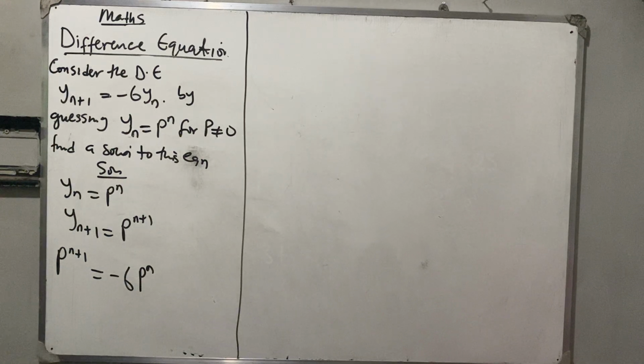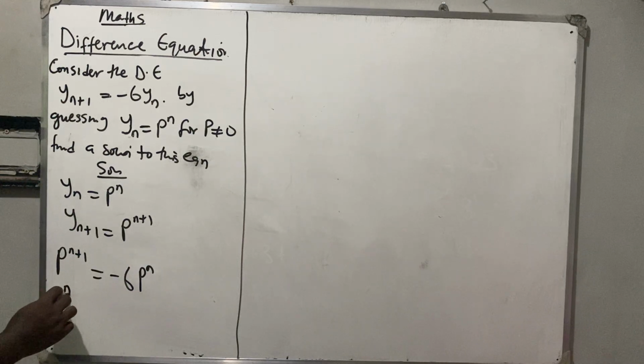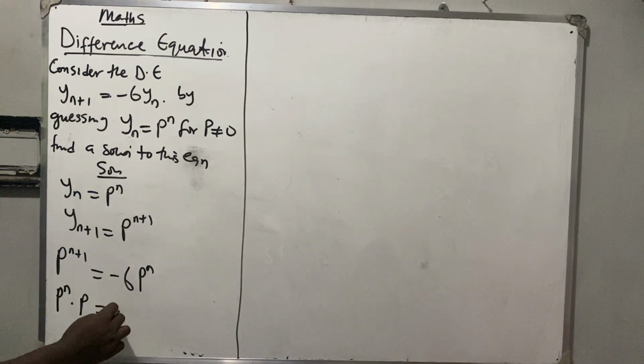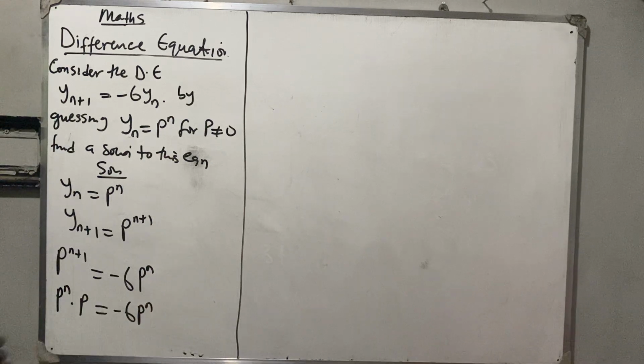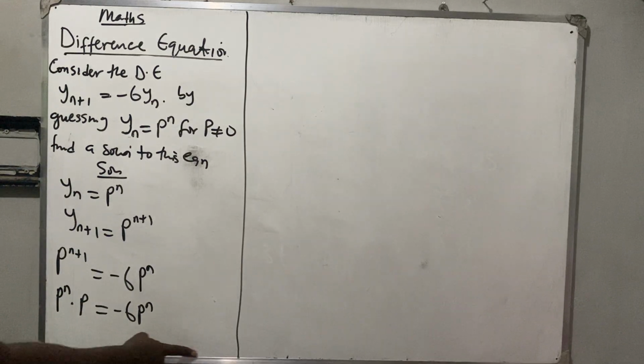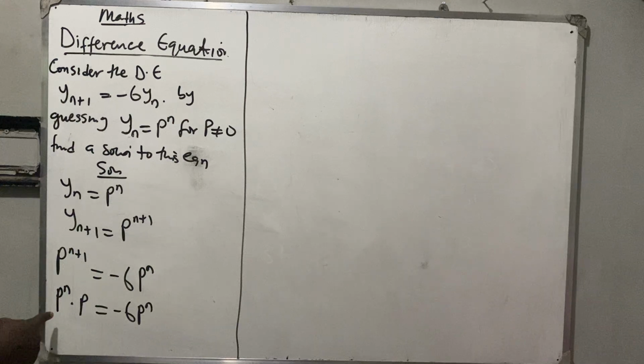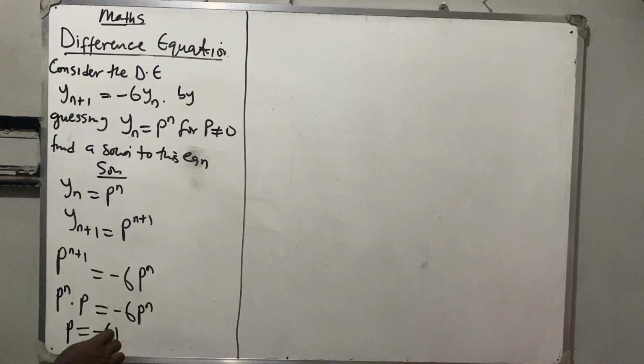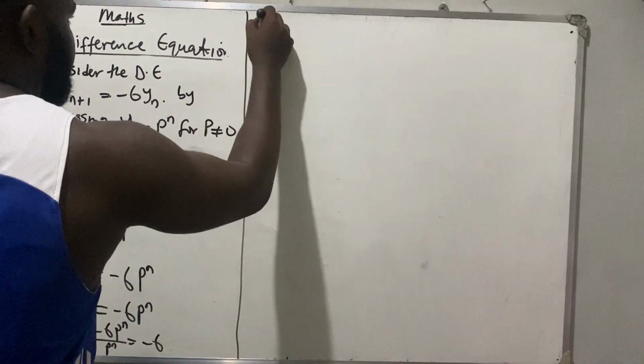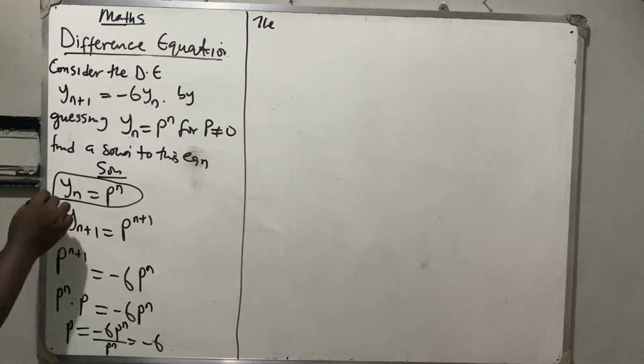So now we can continue. If you want to solve further, you can decide to solve further. If you decide to solve further, you're going to be getting that this is p^n multiplied by p is equal to -6 p^n. So now, we are even supposed to solve further. If you want to get your p, p will now be equal to -6 p^n divided by p^n. So therefore, taking care of p^n, I'm having the -6. Sorry, the solution, I made a mistake. So this is what they say is the solution. So we just need to find our p.